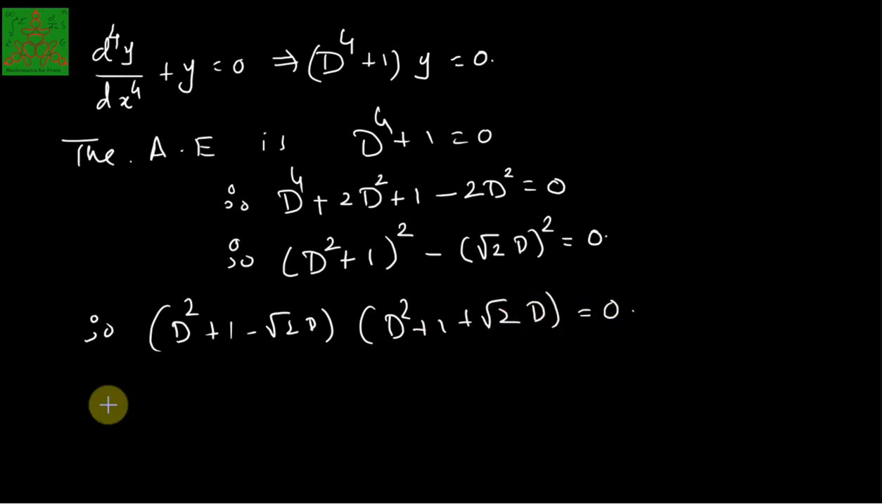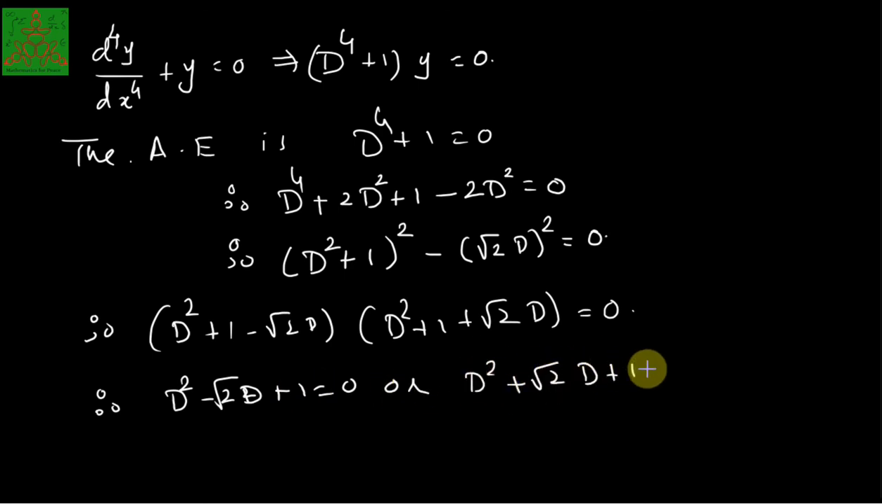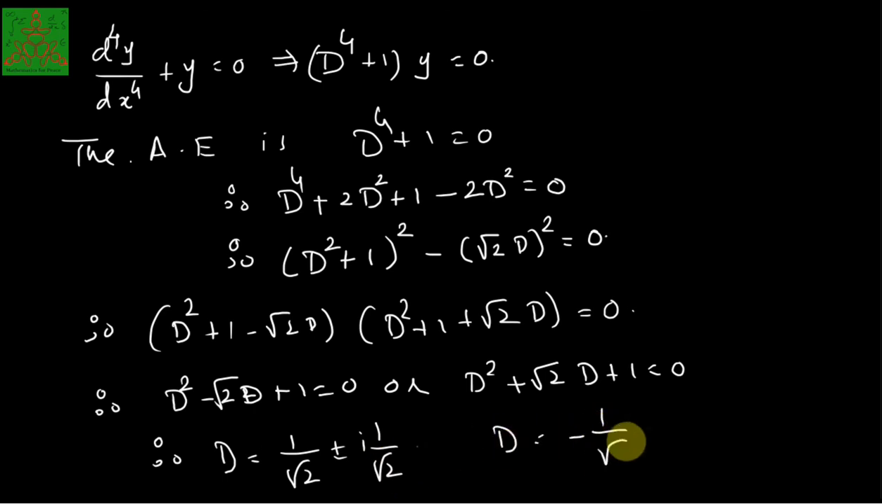Therefore this has two factors, that is D square minus root 2 D plus 1 equal to 0, or D square plus root 2 D plus 1 equal to 0. Since this is a quadratic equation, it has two roots. What are the two roots? Let us write that down. That is 1 by root 2 plus or minus i 1 by root 2, and minus 1 by root 2 plus or minus i 1 by root 2. So there are a pair of two complex roots.